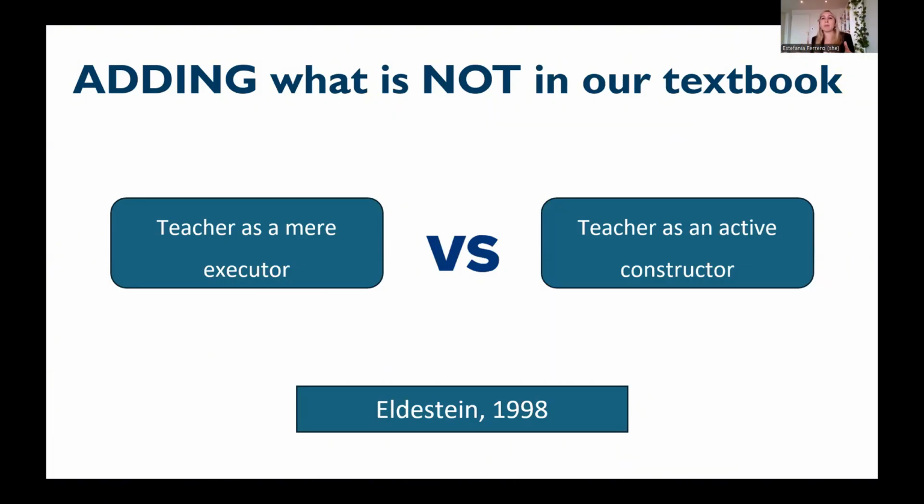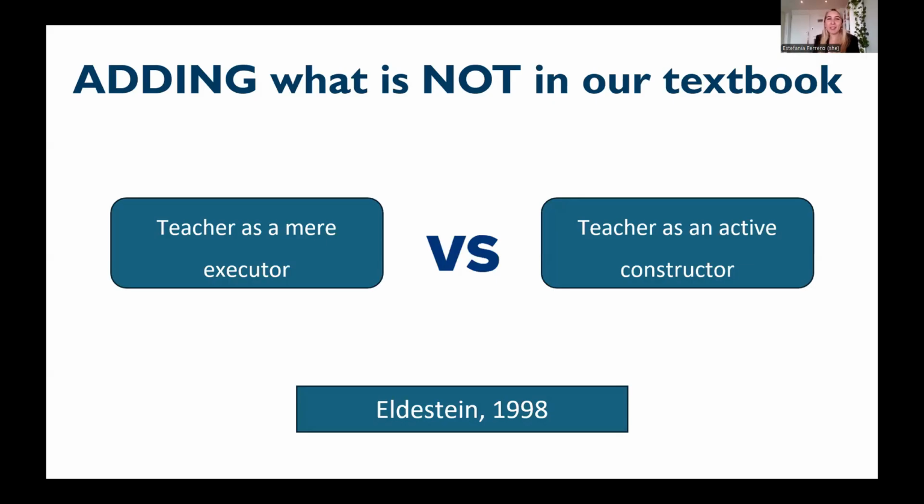So sometimes our textbooks do not offer exactly what our students need. So what about adding what is not in our textbook, or topics that have been historically excluded, right? Voices that have been systematically excluded. So here comes our constructing abilities, right? Creating worksheets to provide students with the material that is missing.